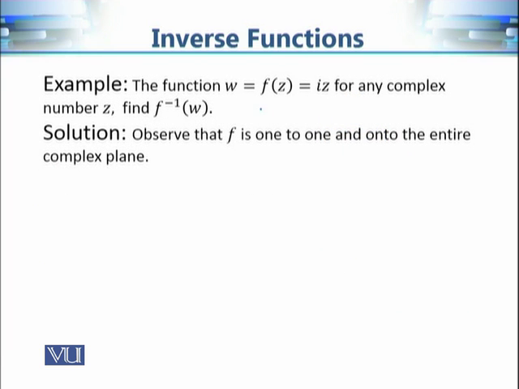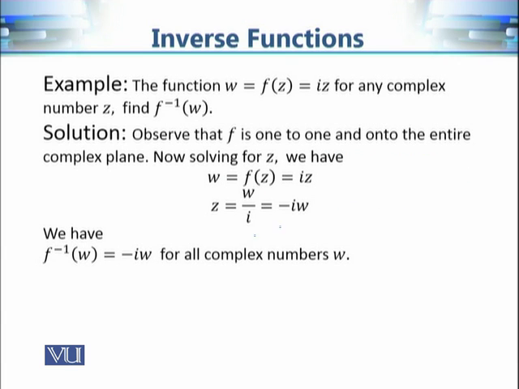Now given a function f of Z is equal to iota Z, this is a 1 to 1 function and onto the entire complex plane. In other words, the domain is the entire complex plane. So we can calculate the inverse of this function in a very simple way. In this case, W is equal to iota Z. From here we can easily find the value of Z in terms of W. So Z can be expressed as a function of W, and this is our inverse function. So f inverse of W is equal to minus iota W.